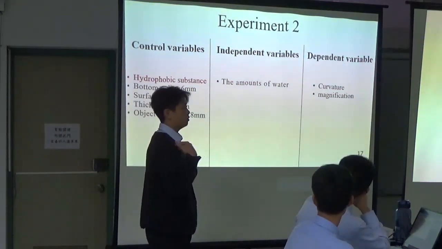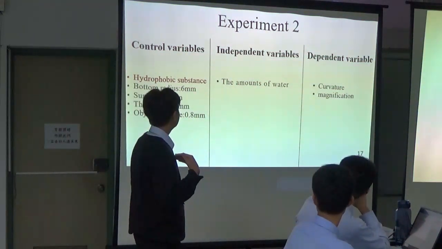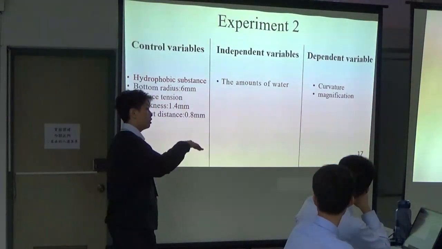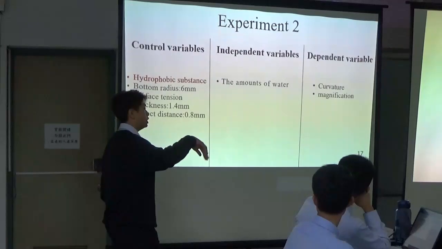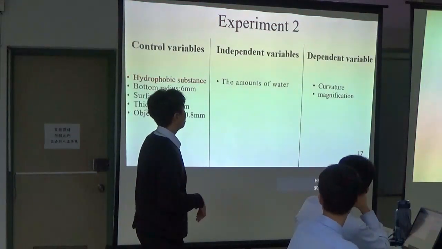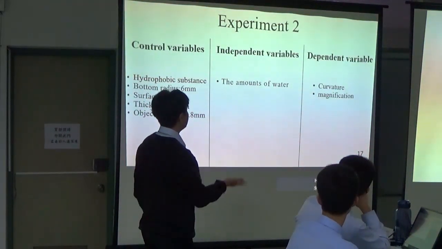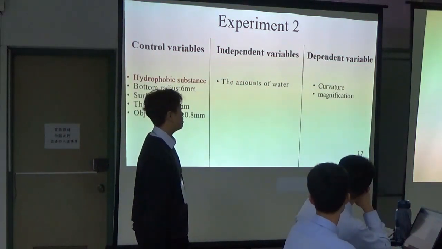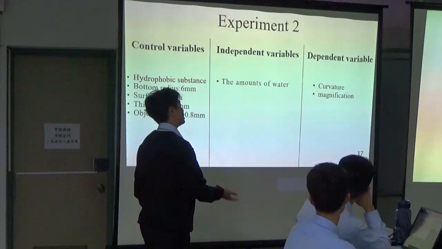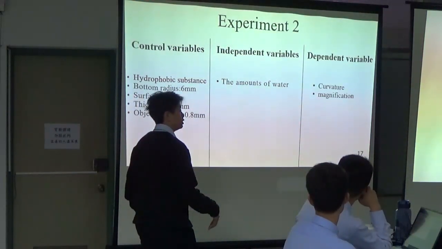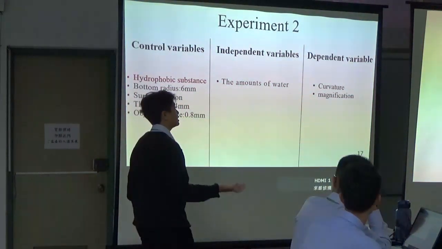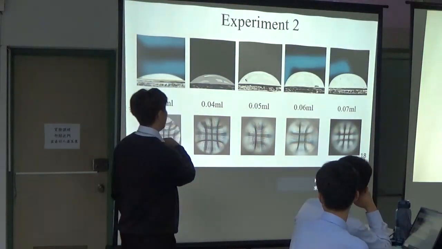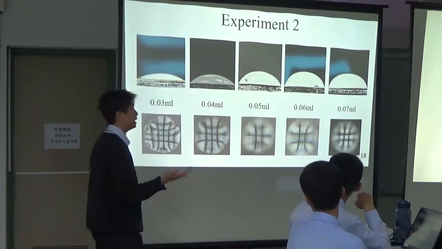So we want to find the biggest magnification. So we add some hydrophobic substance into our sheet with plastic hole. As for the independent variable, we change the amount of the water. As for the dependent variable, we want to analyze the curvature, and the magnification will also be bigger than the maximum. This is the side picture, and below is the above picture of my experiment.